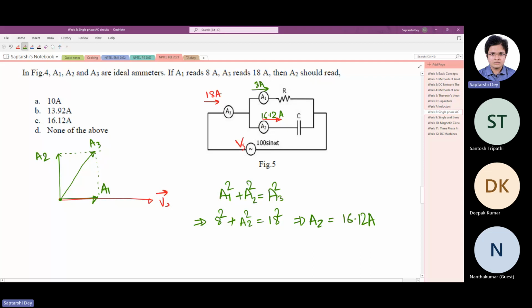So just tell me one thing. From this observation, can we tell that KCL is not valid in an AC circuit? Is it correct to say?